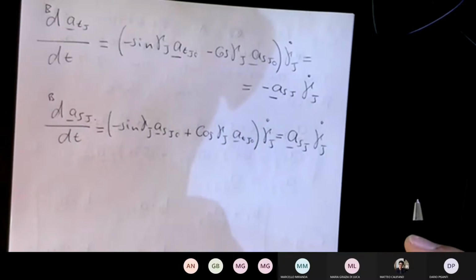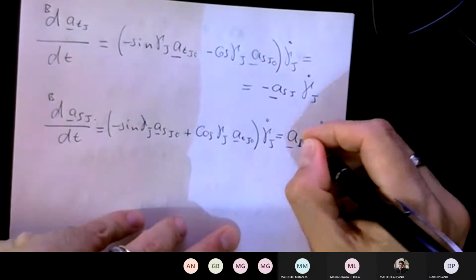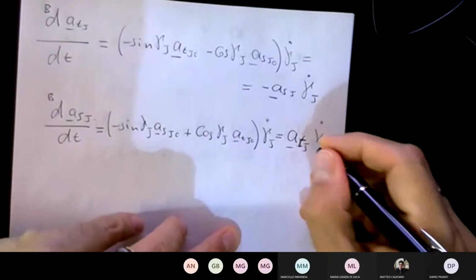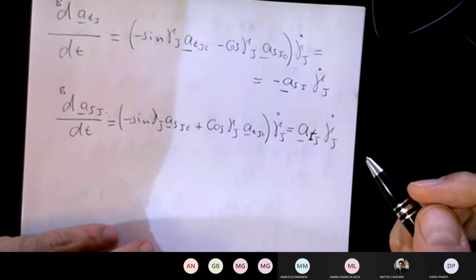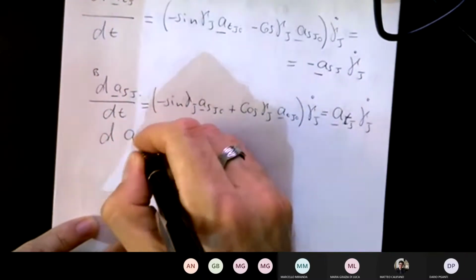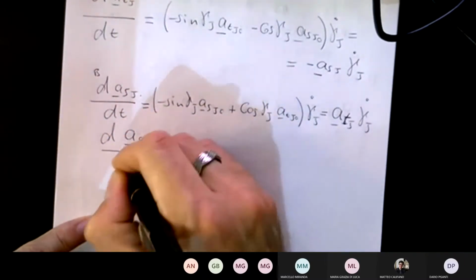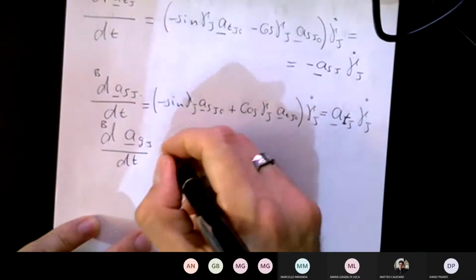Something is not right. This is a TJ. Sorry about that. And then finally, rate of change of AGJ with respect to time seen by the spacecraft is 0.